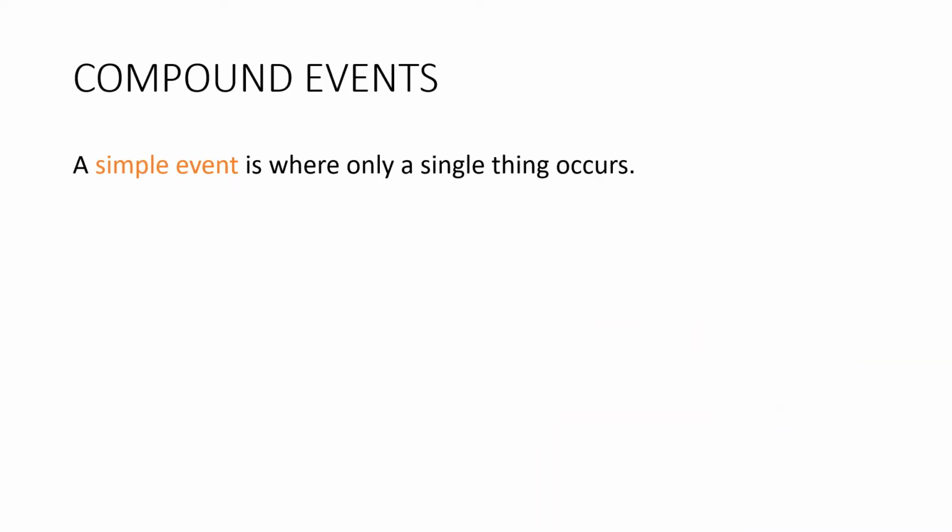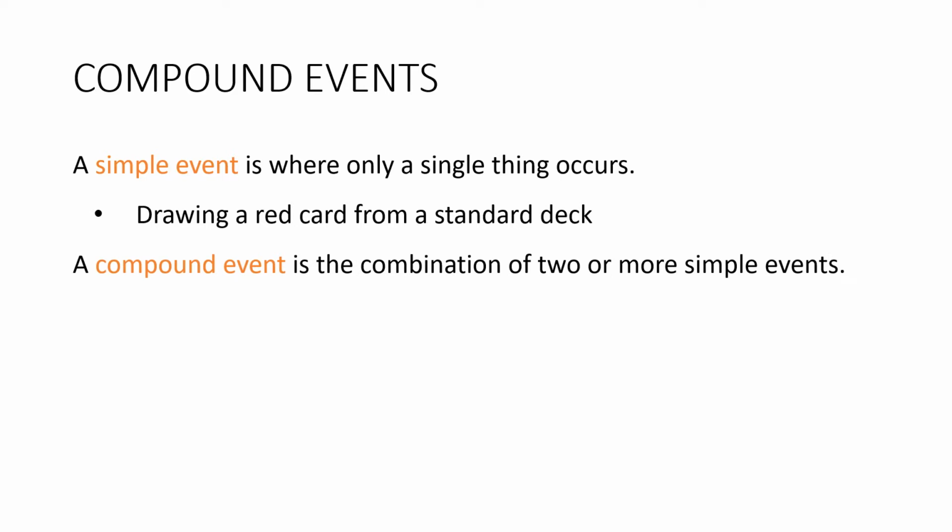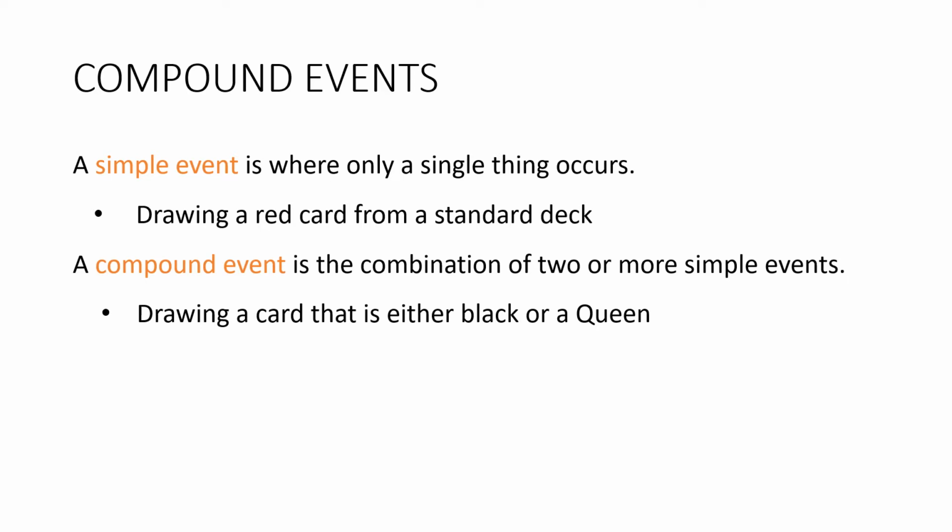So a simple event is where only a single thing occurs, like drawing a red card from a standard deck of cards. A compound event is a combination of two or more simple events. So for example, drawing a card that's either a black or a queen. There's two things there. It can be a black card or it can be a queen.